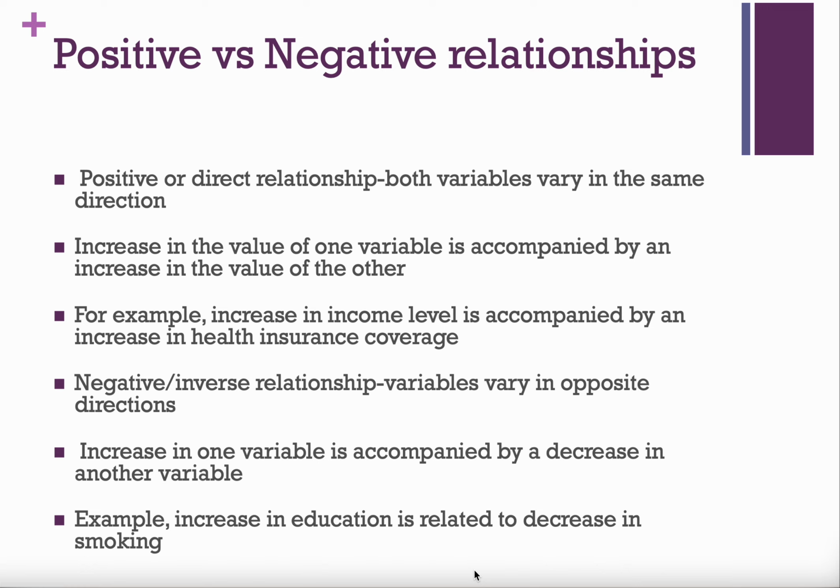Now the negative or inverse relationship, the variables vary in opposite directions. So an increase in one variable is associated with a decrease in another variable, right? So an increase in education level is related to a decrease in smoking habits. If a person is, let's say, a bachelor's or graduate degree holder, they are less likely to smoke as compared to people who have less than high school education, and then that group is more likely to smoke. So that is a negative relationship.